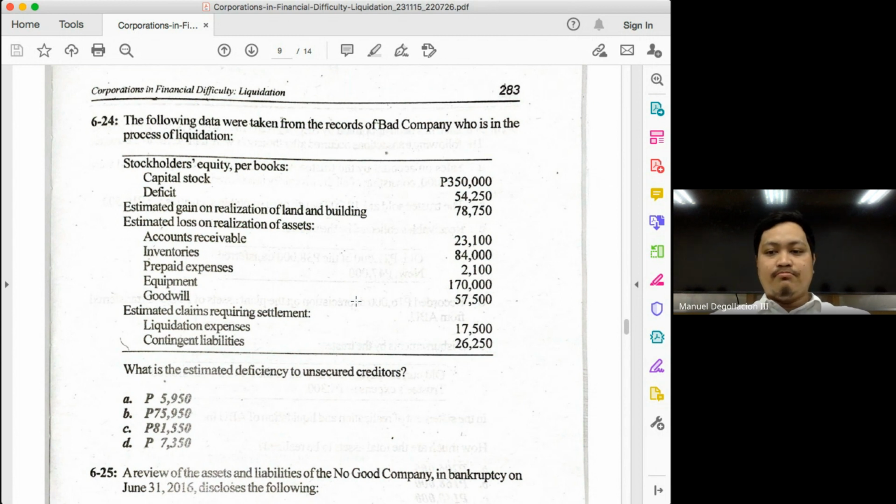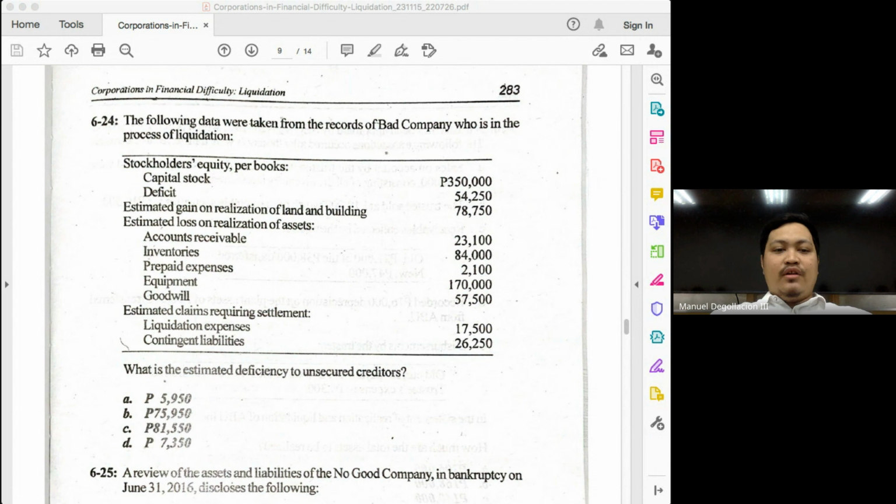Please give me the amount. No, just the deficit, class. Input these figures: negative 54,250 plus 78,750 minus all the rest. You're already jumping to the answer. I'm just asking you to update your deficit.